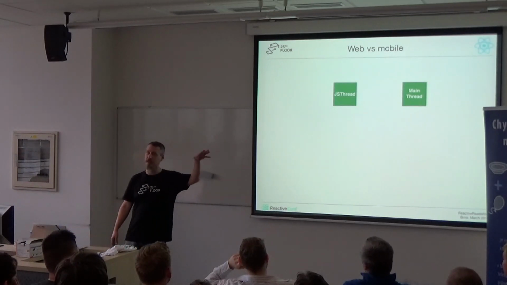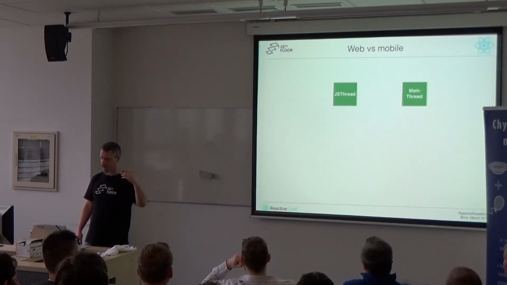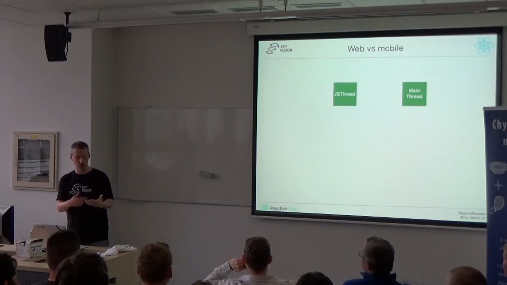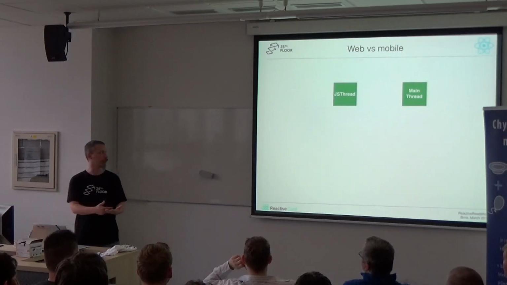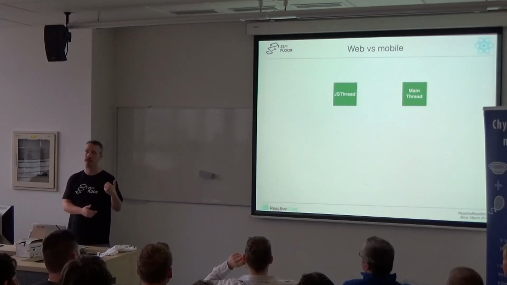There is a main thread that is responsible for the UI, for delivering a real 60 frames per second for quick and smooth UI and user interaction. And there is a background thread that is running a JavaScript interpreter where your React application will run.